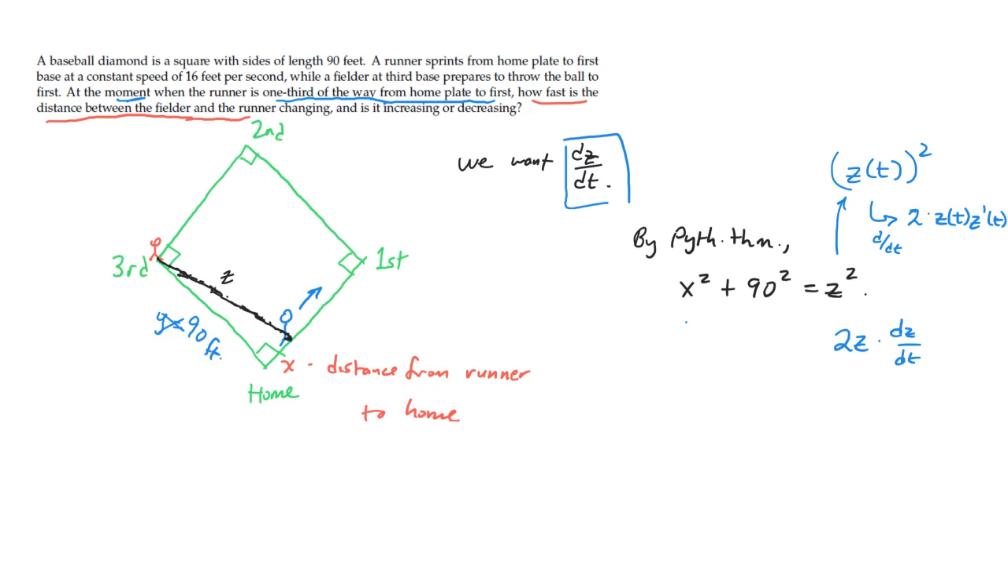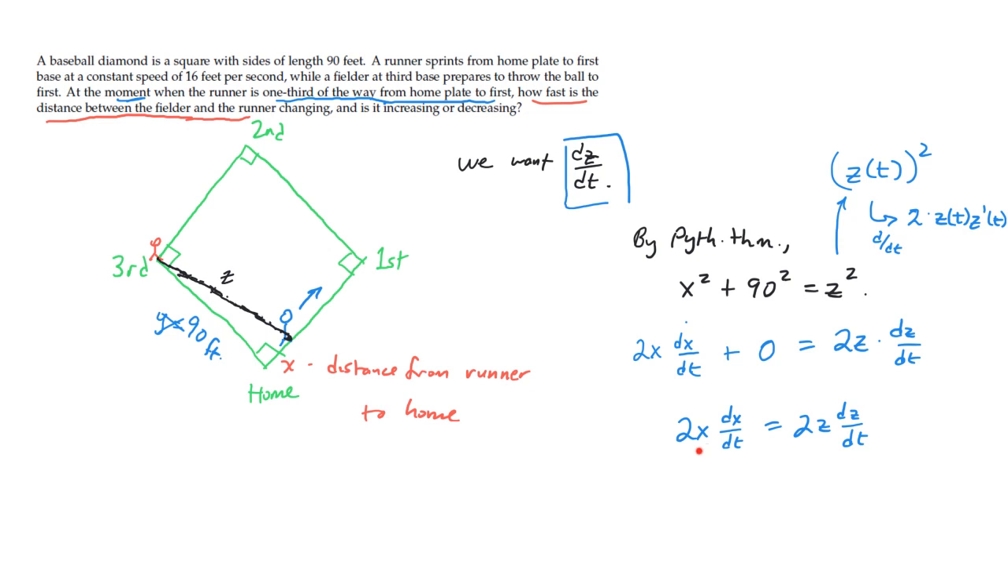On the left side, I get 2x dx dt plus, and then this is the advantage of calling this 90 squared rather than a variable squared, because 90 isn't changing, its derivative is 0. And now I have that 2x dx dt equals 2z dz dt. The thing I want to find is dz dt. So let's take stock of what we know.